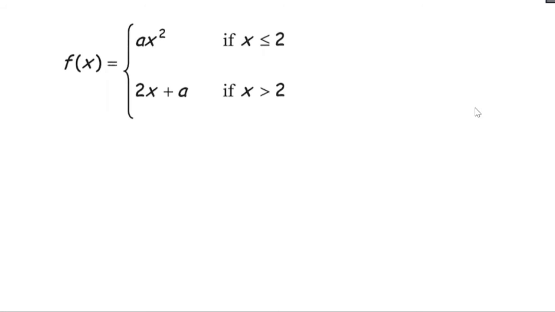All right, let's check and make sure everything's okay. So we're working on this, trying to find an a value that makes this f of x continuous.